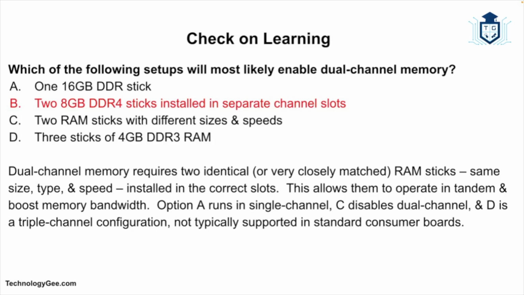So dual channel memory, this requires two identical or very closely matched RAM sticks where they are the same size, type, and speed installed in the correct slots. And this allows them to operate in tandem and boost memory bandwidth. Option A, this runs in single channel. Option C, this will disable dual channel. And option D, this is a triple channel configuration, which is not typically supported in standard consumer boards.